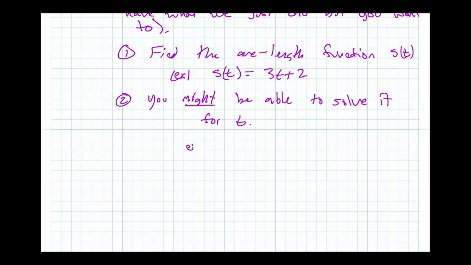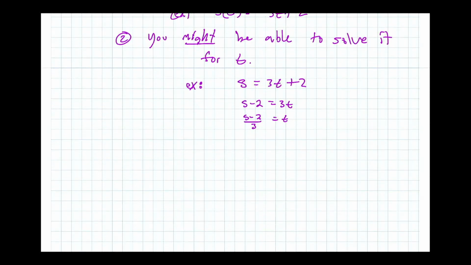So as the example again, if we had s, I'm just going to stop writing of t. If you had s equals 3t plus 2, of course you can move the 2 over like that, and then you can divide by 3. Something like that. You might be able to solve it for t. So that's an example.